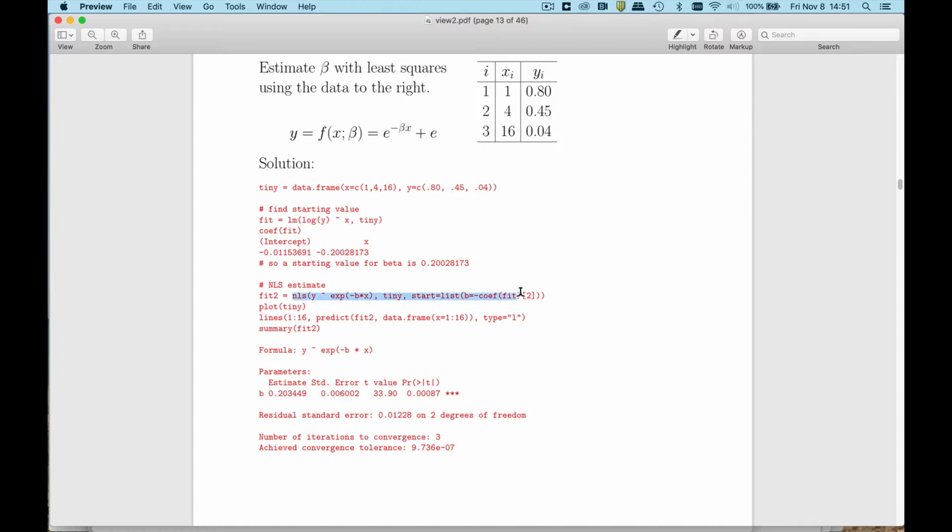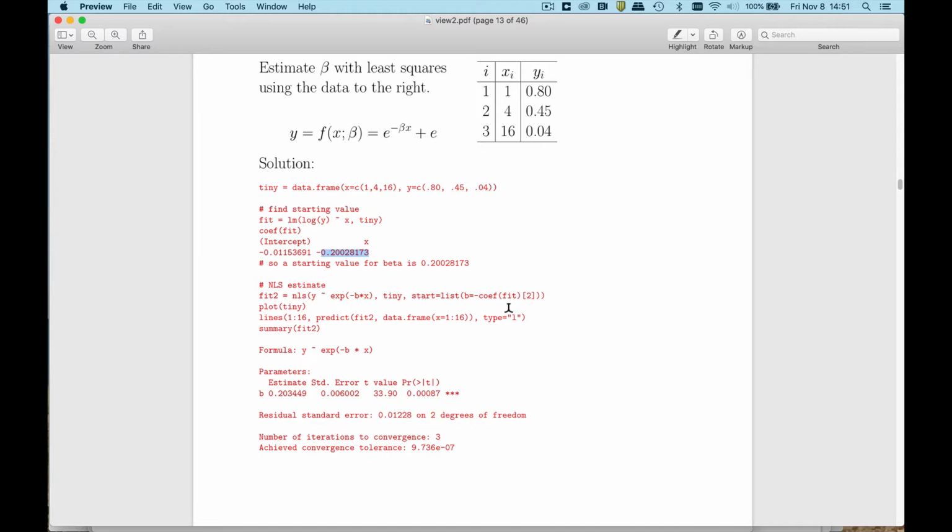And remember I told you last time NLS looks a whole lot like LM. You give it a formula. And so this formula, y is e to the minus b times x. You give it your data frame. So tiny is my data frame up here, which I defined in one line. And then the only other thing is you need to give it some starting values. So what are the starting values? Well, just minus this coefficient that I estimated up here.